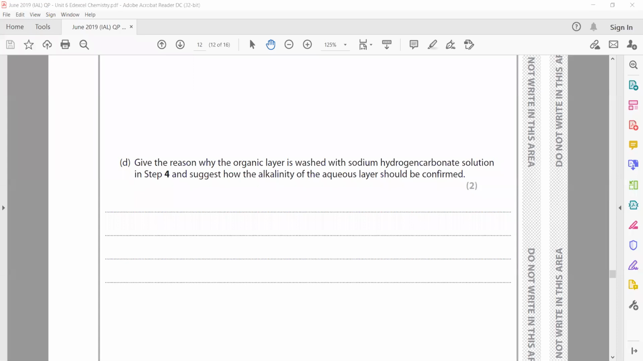And how can we test? We can use an indicator, or we can also use a pH meter to test whether it is alkaline or acidic. So the purpose of sodium hydrogen carbonate is to neutralize the acid.